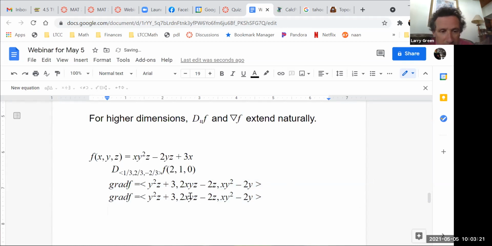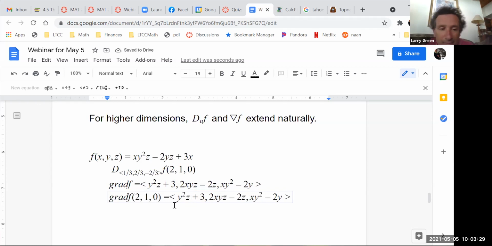Okay, now I want the gradient of f at the point 2, 1, 0. So now I just plug in. z is 0, so y squared z plus 3 is just 3. And then 2xyz minus 2z is 0. And then x y squared is going to be 2, minus 2y is another 0. Any questions on that?